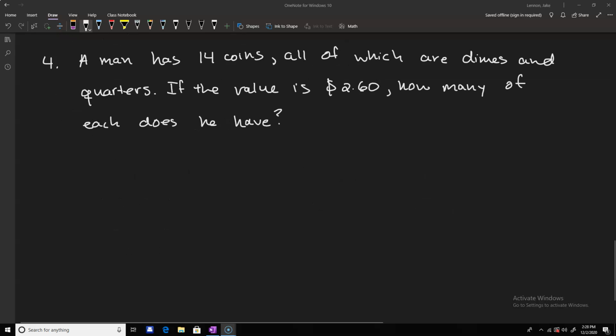Okay, so for number 4, we have a word problem. A man has 14 coins, all of which are dimes and quarters. If the value is 260, how many of each does he have? So this is going to turn into a systems of equations problem. On the one hand, if we let D be the number of dimes he has, and Q be the number of quarters he has, the dimes plus the quarters should add to 14.